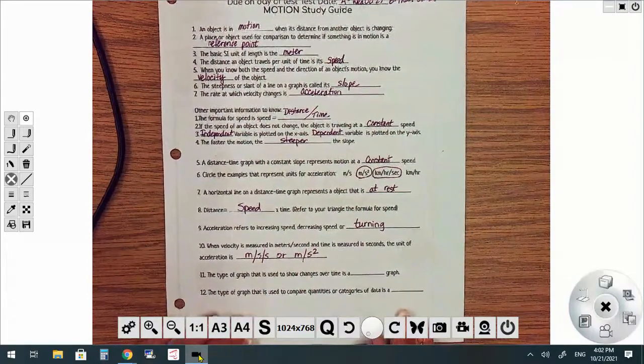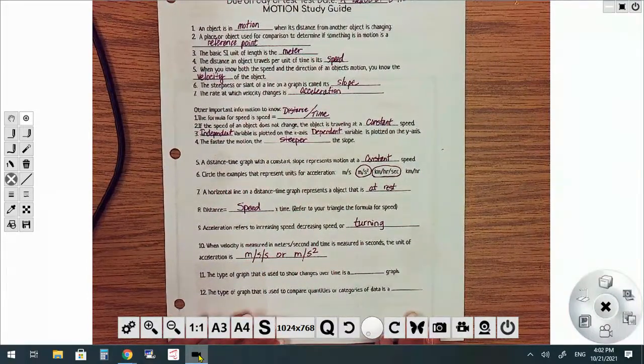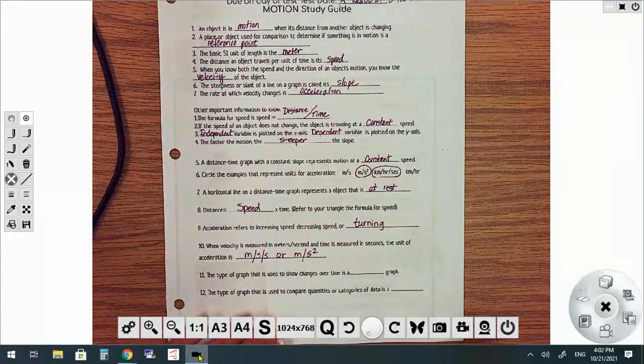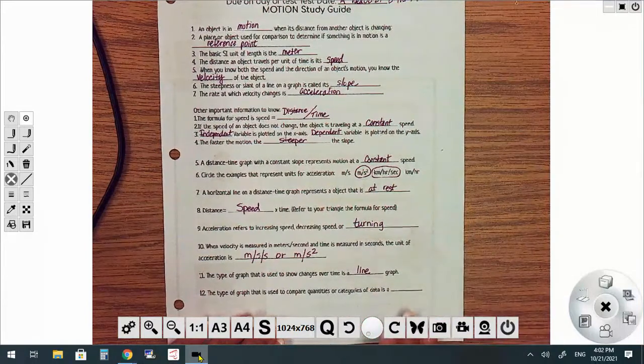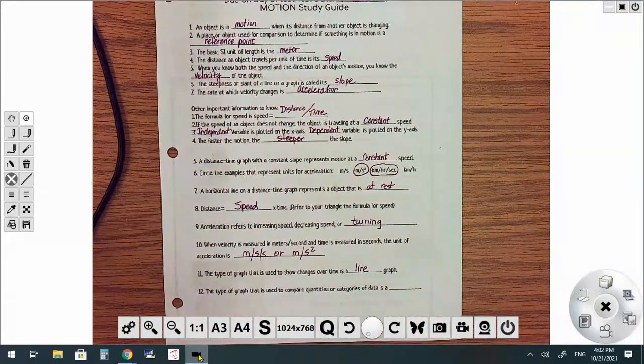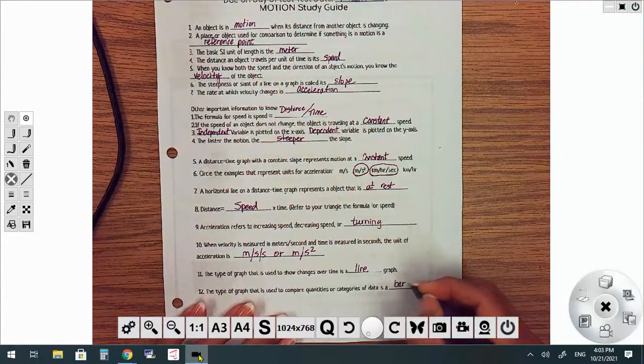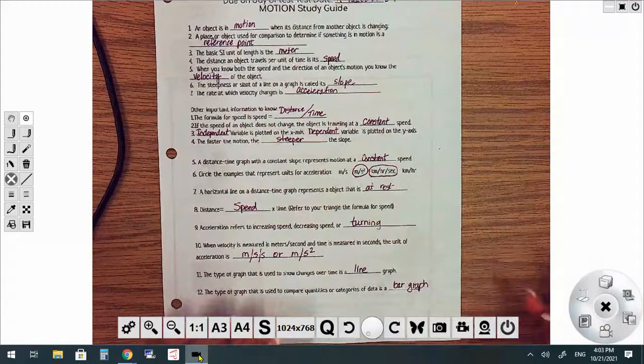11, the type of graph that is used to show changes over time is this type of graph. Line graph. It's a continuous relationship. So you always use lines, a line graph, to show a continuous relationship for your x-axis. Number 12, the type of graph that's used to compare quantities or categories of data is a what kind of graph? That is a bar graph. All right, let's flip over to the next page.